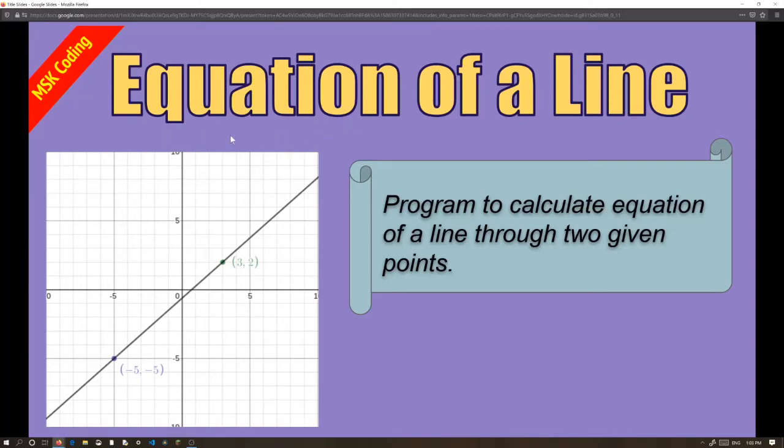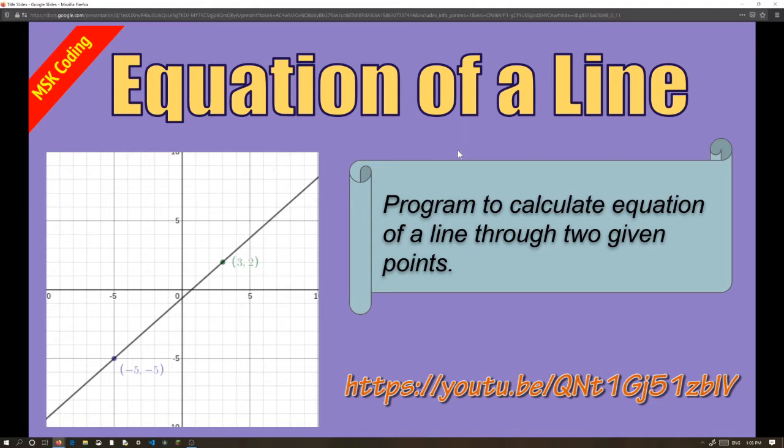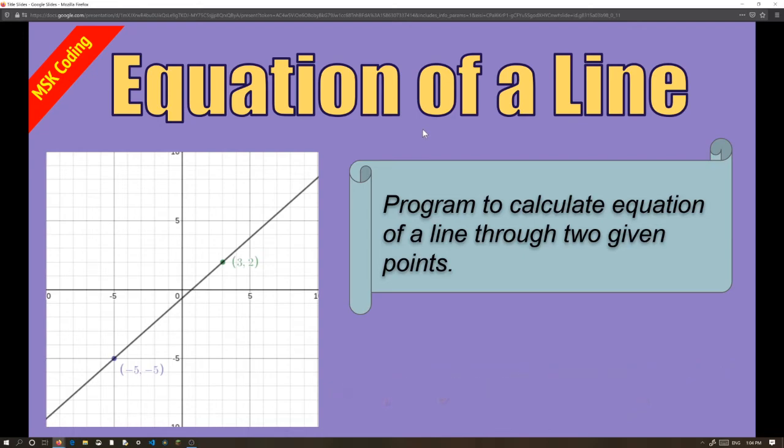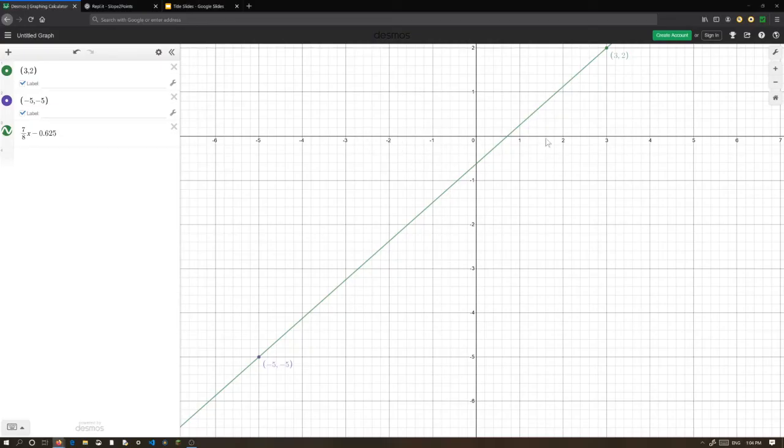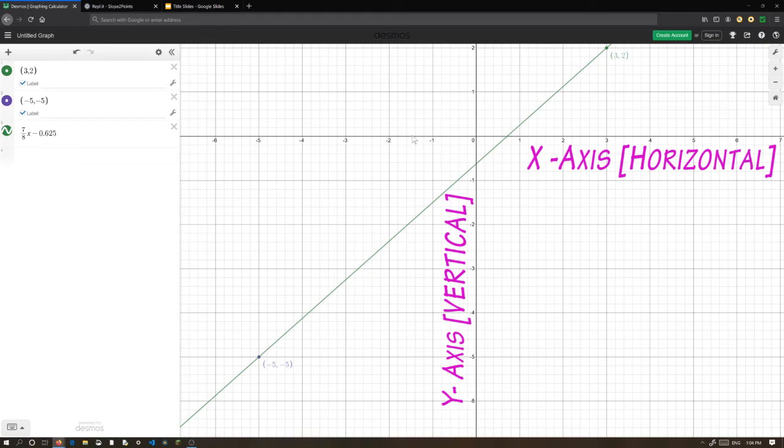In this video, I will be calculating the equation of a line in a coordinate plane. This video is the sequel to the Finding the Slope of a Line video that I made, so watch that if you haven't. For a little recap, the coordinate plane has two axes, the x-axis and the y-axis.